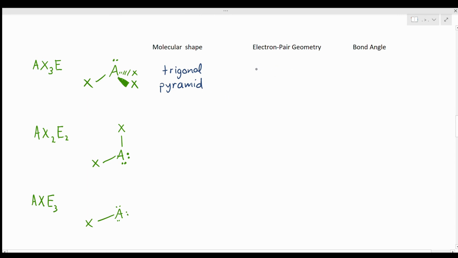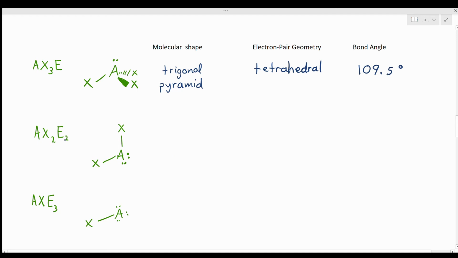The electron pair geometry is going to be tetrahedral, because there are still 4 groups around the central atom, 1 lone pair plus 3 outer atoms. The bond angle is going to remain at 109.5 degrees.